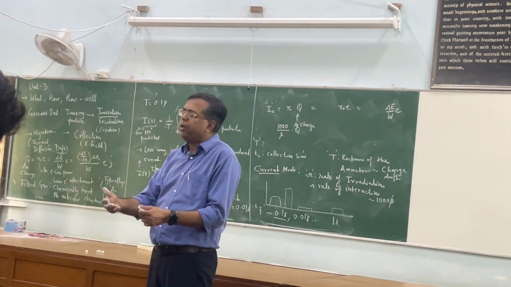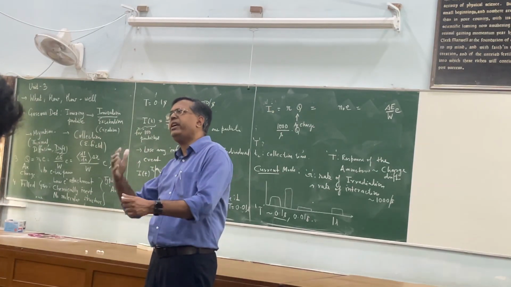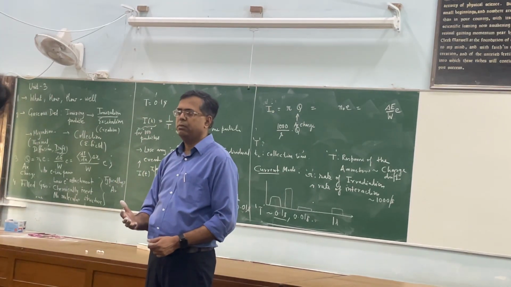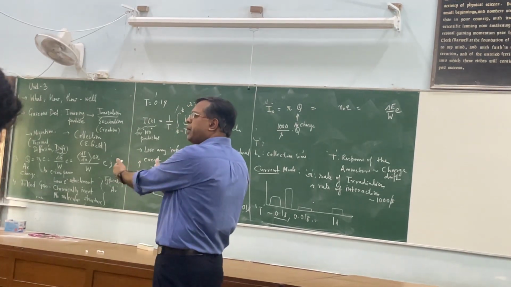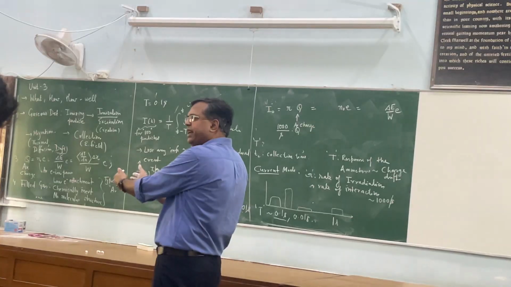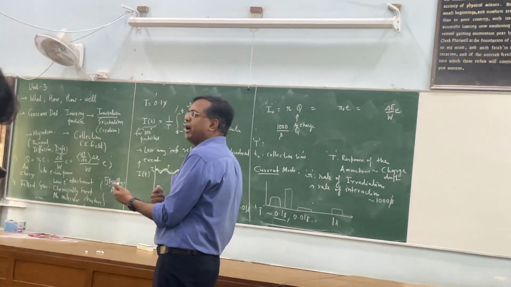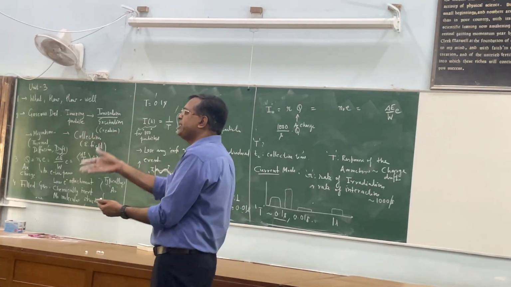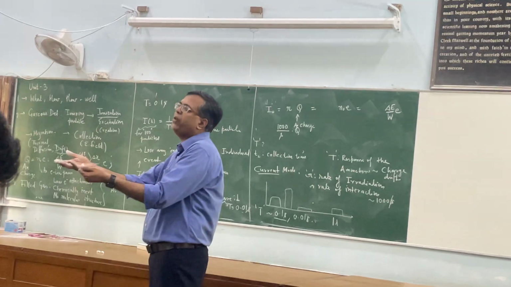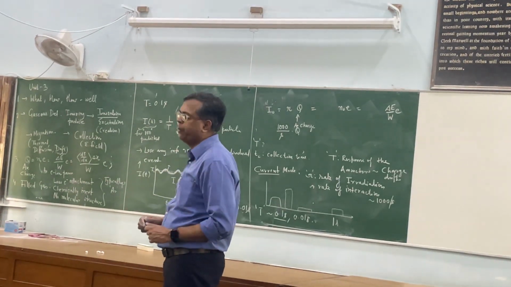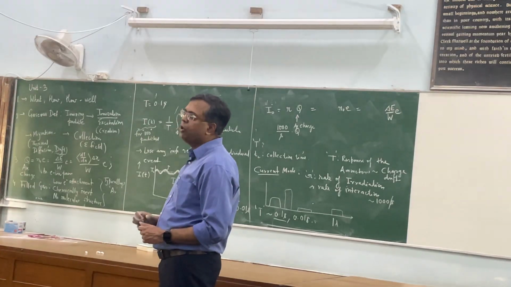So current mode is very important if there is a very high rate of interaction. Very high rate of interaction means these pulses are coming so fast that even if I try to get any time information from it, I cannot get it. Why? Because they are almost overlapping. And if they are overlapping, then there is no way I can extract any charge information, timing information, or amplitude information from that.